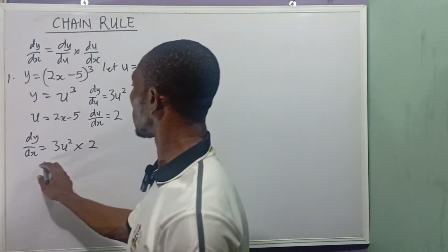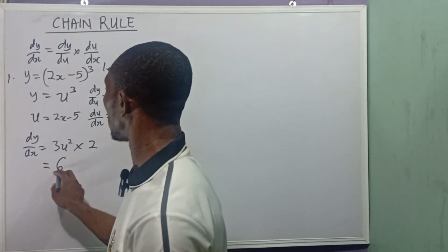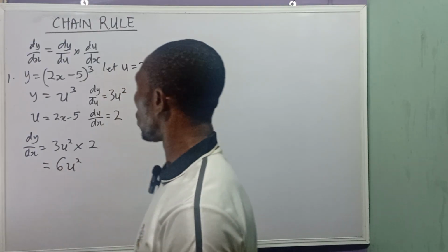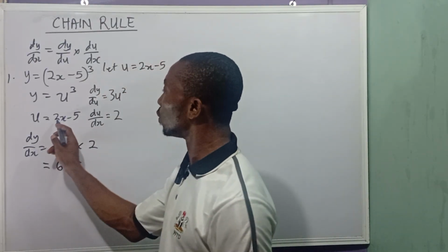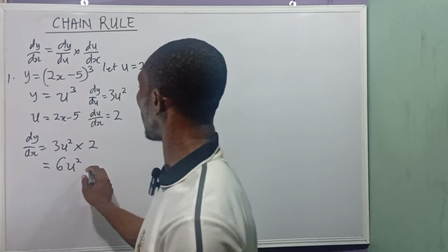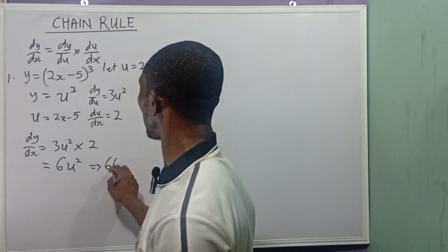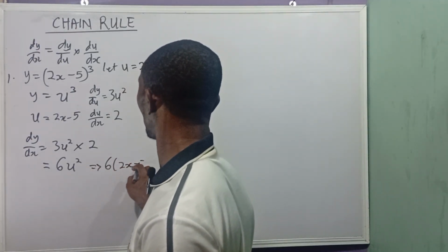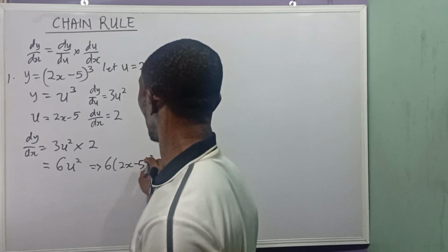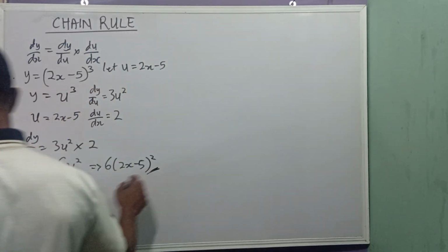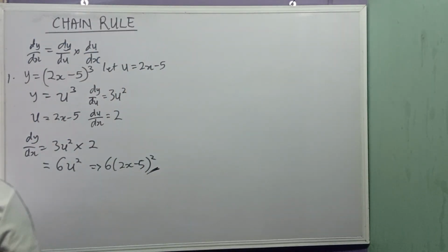So this gives us 3 times 2, which will give us 6u squared. Remember the value of u is what? 2x minus 5. So this becomes 6 times (2x minus 5) all raised to power 2. So with this, we've differentiated our question.